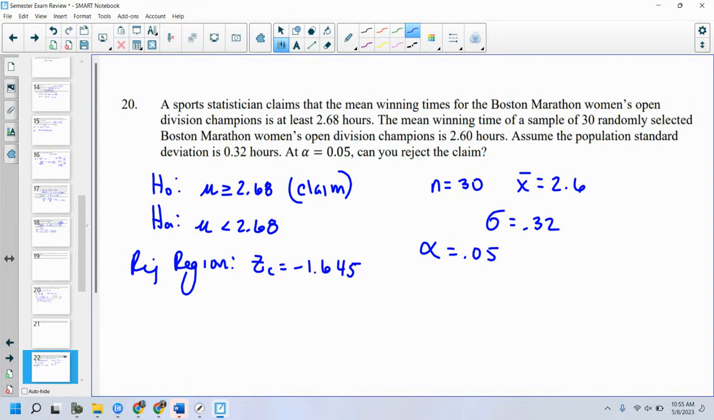Now, actually, truly, what's my critical value here then? Oh no, I'm good. Because my alternative is less than, right? So z_c is negative 1.645. That means if z comes out to be less than negative 1.645, then we can reject. That's our rejection region. So let's figure out what our z-score is.